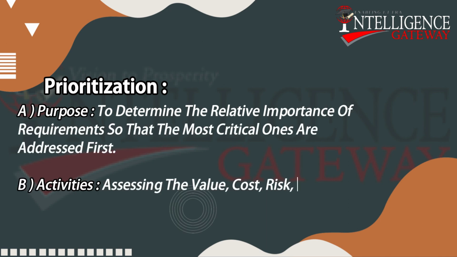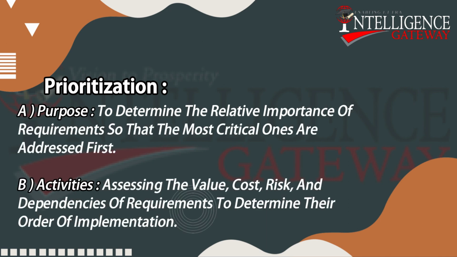Prioritization. A. Purpose. To determine the relative importance of requirements so that the most critical ones are addressed first. B. Activities. Assessing the value, cost, risk, and dependencies of requirements to determine their order of implementation.